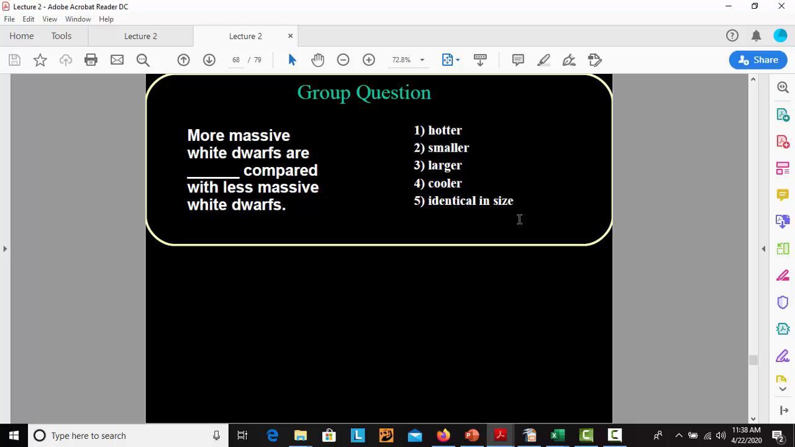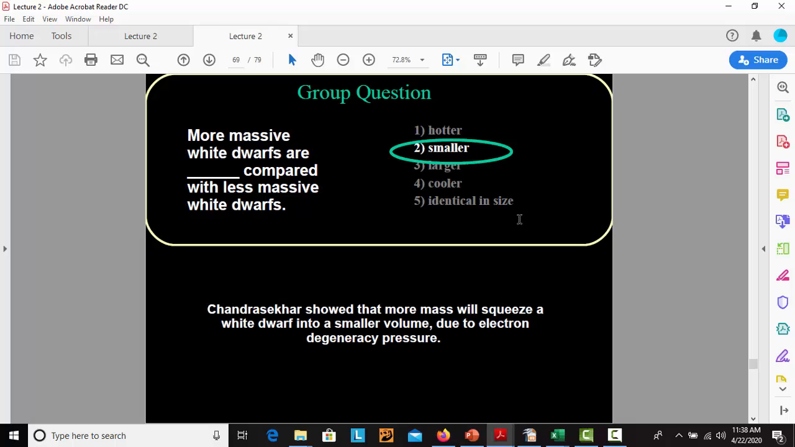And what we find is that more massive white dwarfs are actually smaller. So we've shown that more mass will squeeze a white dwarf into a smaller volume due to this electron degeneracy pressure. So a smaller white dwarf is actually more massive.